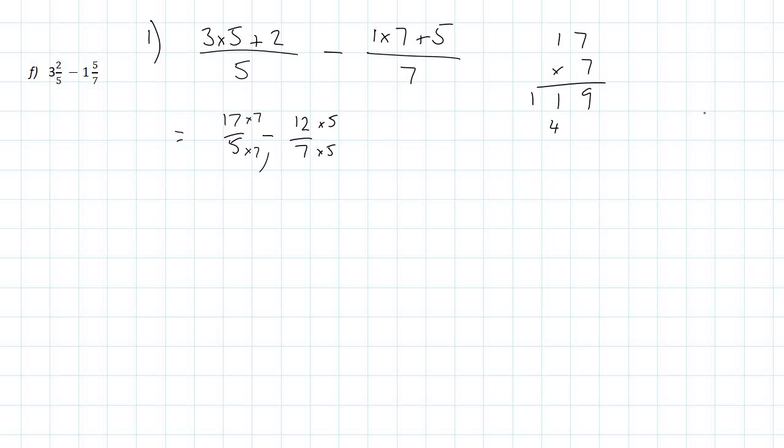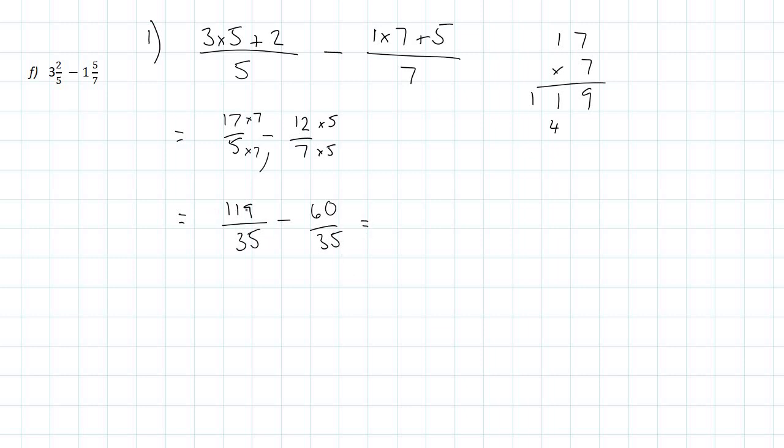And 12 times 5, how could you do that in your head? For multiplying by 5, I quite like to multiply by 10 and then halve it. So 120, and then half it, that would be 60. So all together, I'm going to have 119 out of 35, and I'm taking away 60 out of 35.